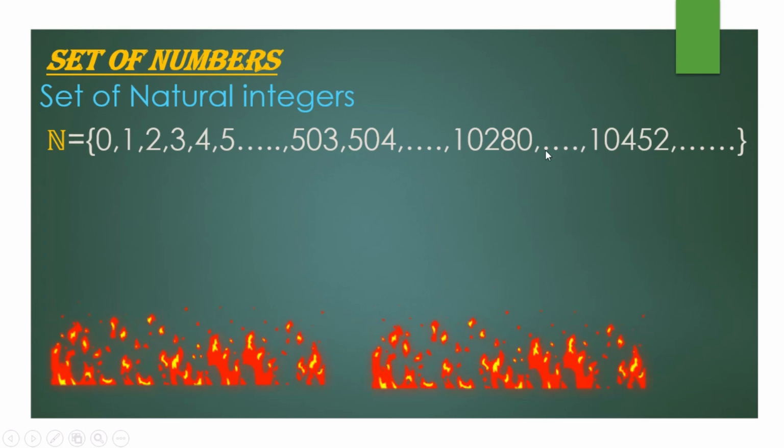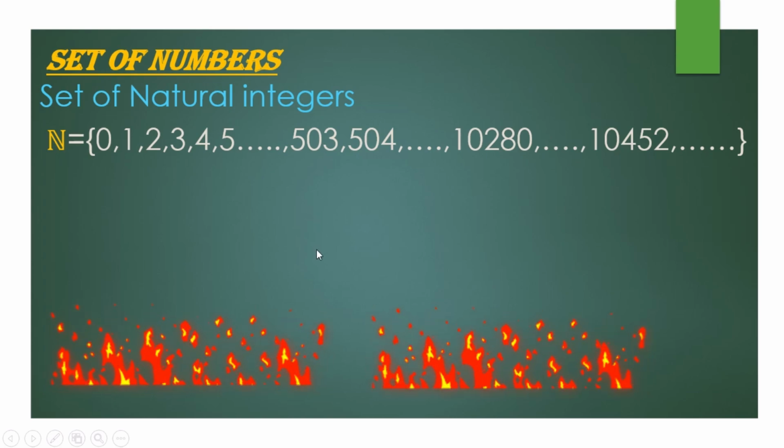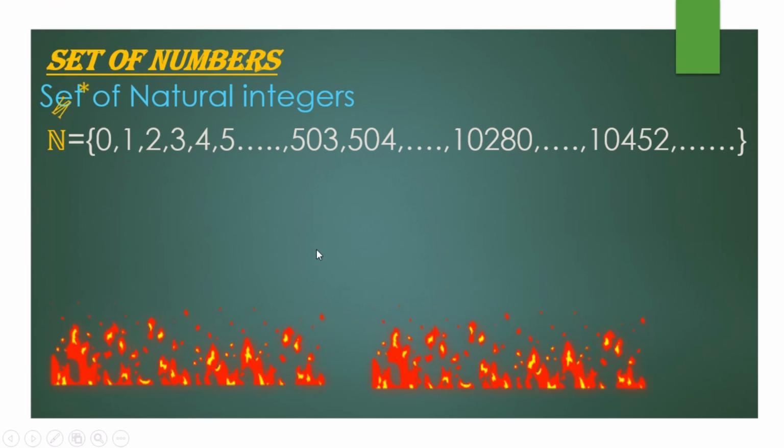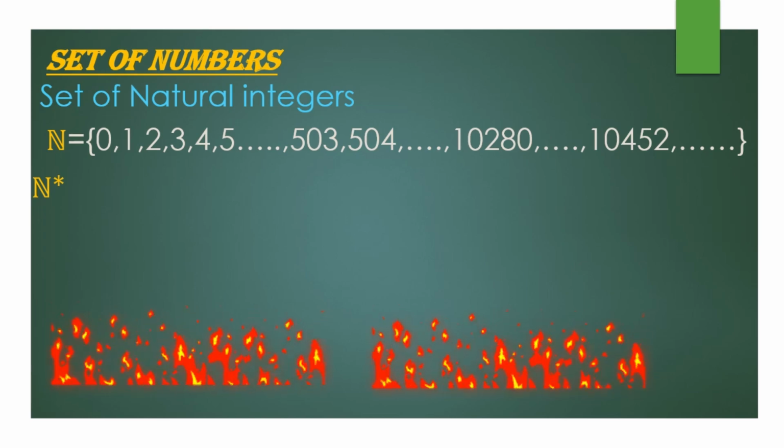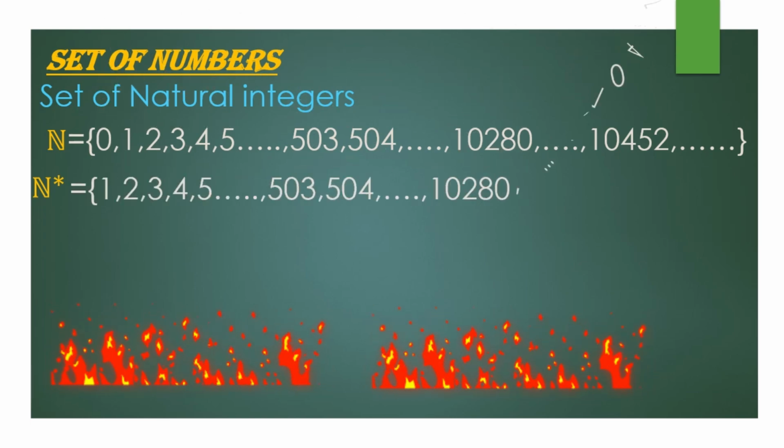100 million belongs to N. 100,075,000 belongs to N. N star is N without 0. So 1, 2, 3, etc.